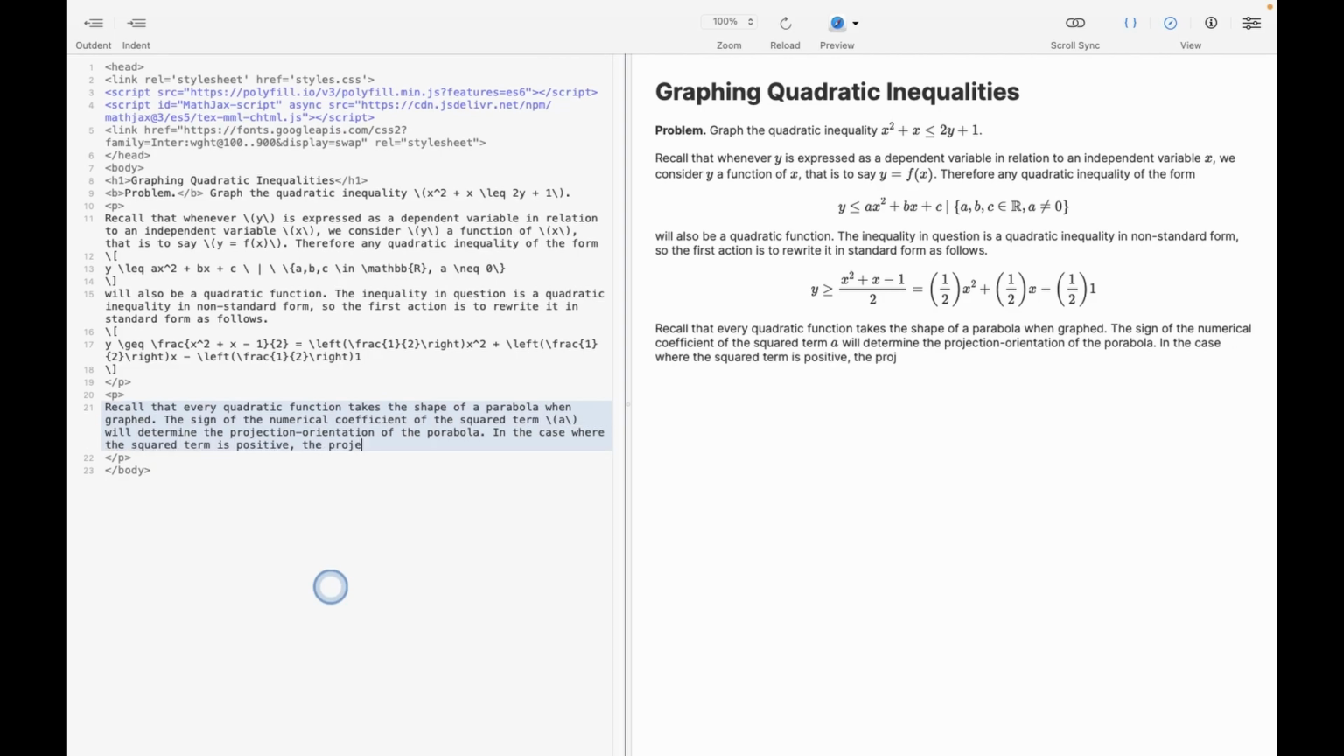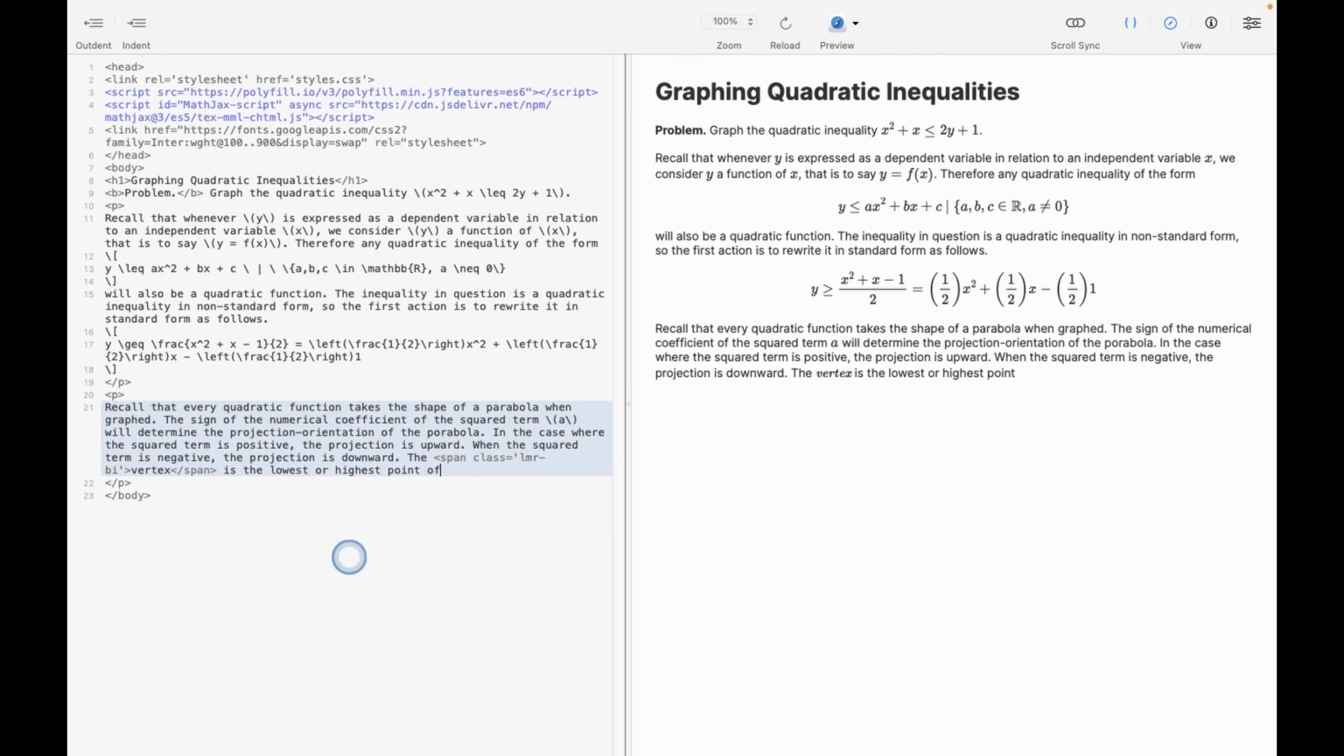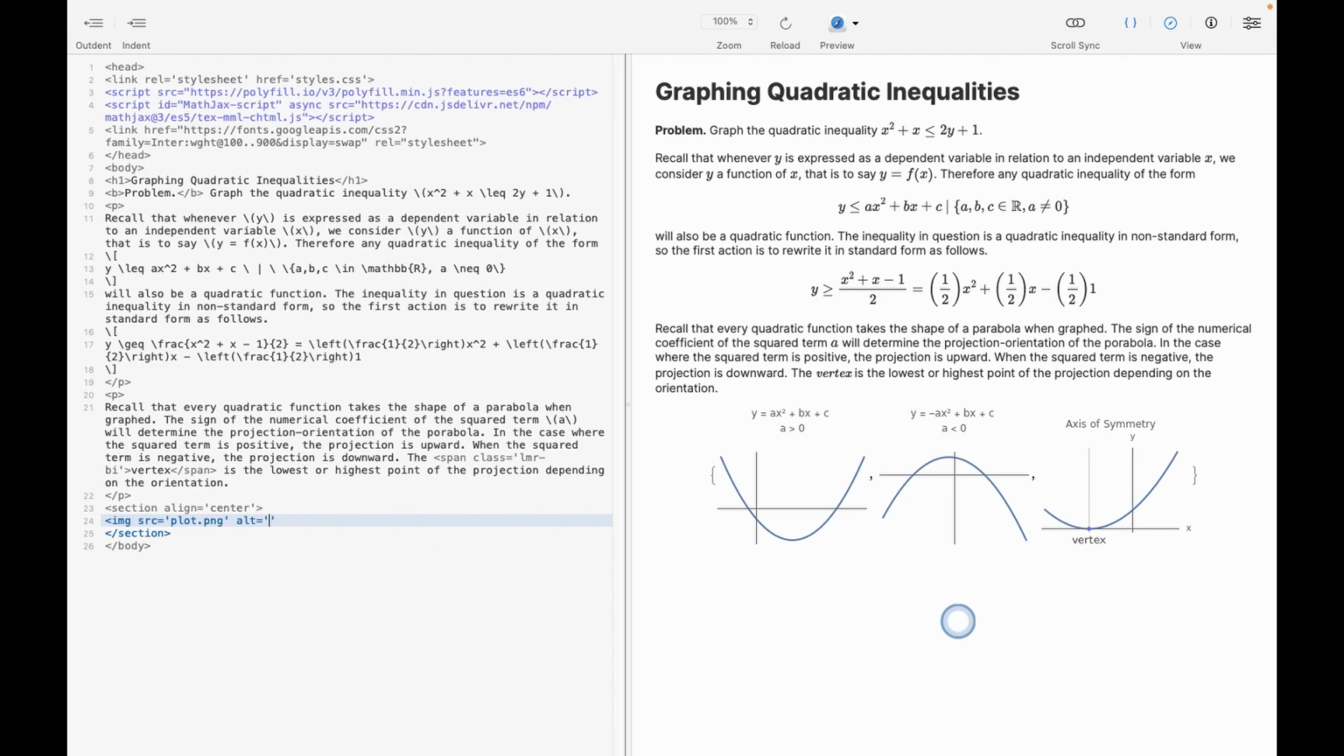In the case when the squared term is positive, the projection is upward. When the squared term is negative, the projection is downward. The vertex is the lowest or highest point of the projection, depending on its orientation. Let's have a look at some examples of the graphs of quadratic functions.